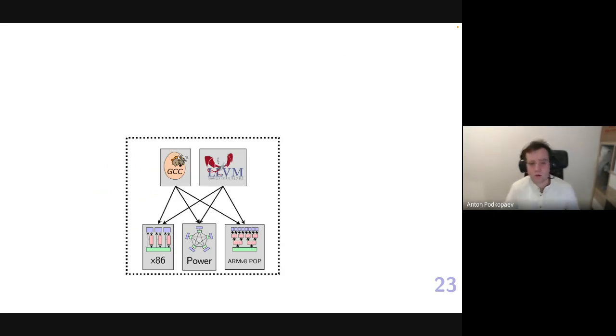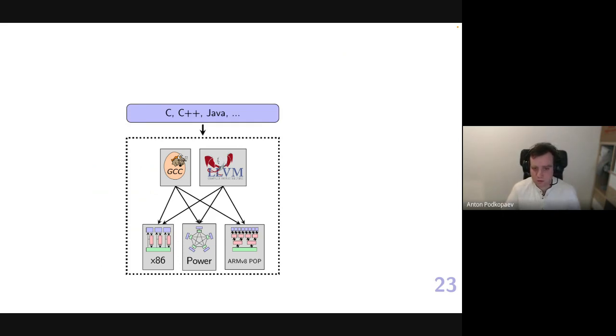Then you have compilers, which also may introduce additional weak behaviors, as we just saw. GCC may reorder some instructions, and LLVM does the same. I mean, GCC and LLVM do slightly different optimizations, which may lead to different weak behaviors. However, they all have some way to introduce them.